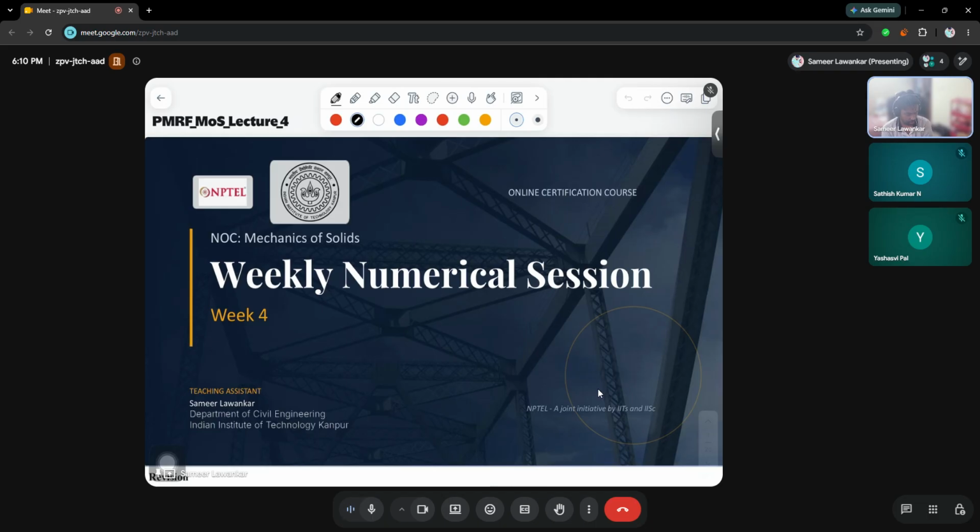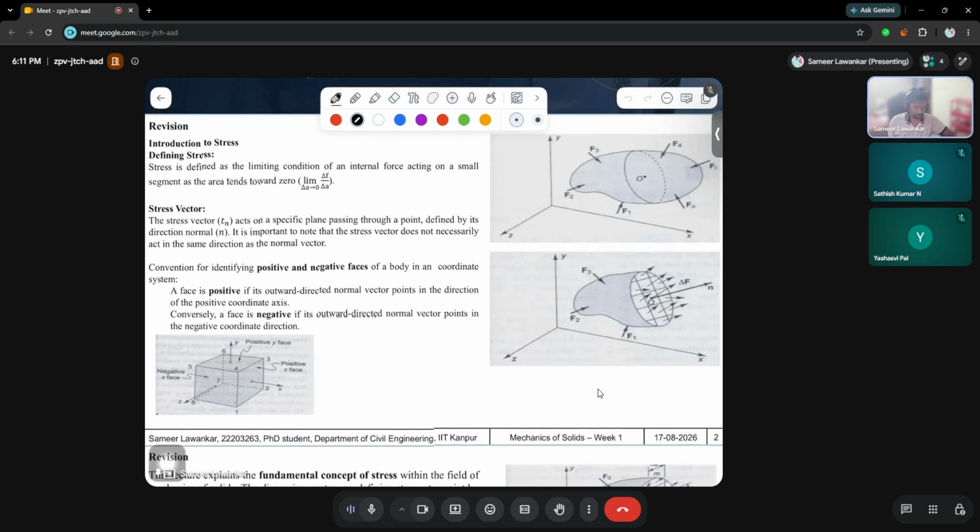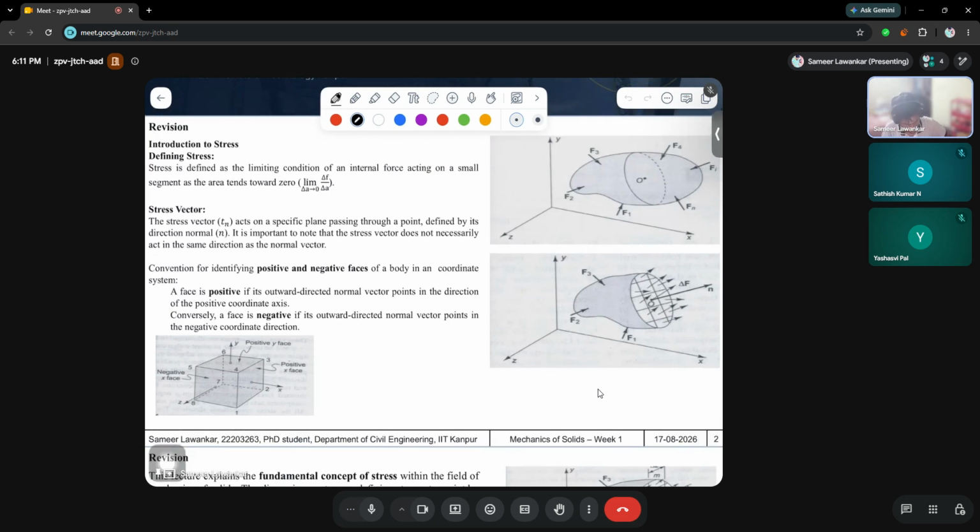So this is week number 4 of weekly numerical sessions for the subject Mechanics of Solids. I'm Samir Lavankar. Let's begin our discussion. Okay, so let's start with the revision first. The first 2 or 3 lectures were based on the previous tutorial questions only, which were already completed in the previous lecture. So I will be starting with the new concepts which were explained in the third and fourth lecture of this particular week.